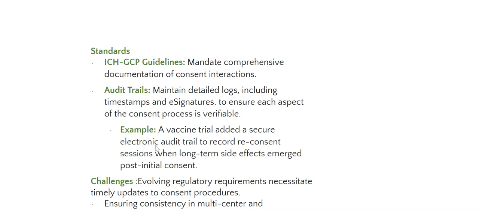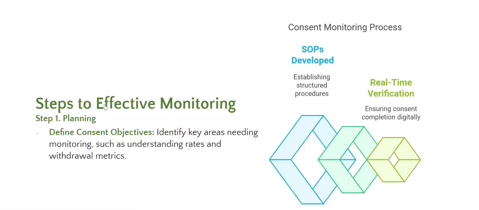Example, a vaccine trial added a secure electronic audit trail to record re-consent sessions when long-term side effects emerged post-initial consent. The challenges here: evolving regulatory requirements necessitate timely updates to consent procedures, and another challenge, ensuring consistency in multi-center and international trials. The outcome: regulatory compliance fosters transparency and safeguards the approval process, allowing trials to proceed without procedural interruptions.